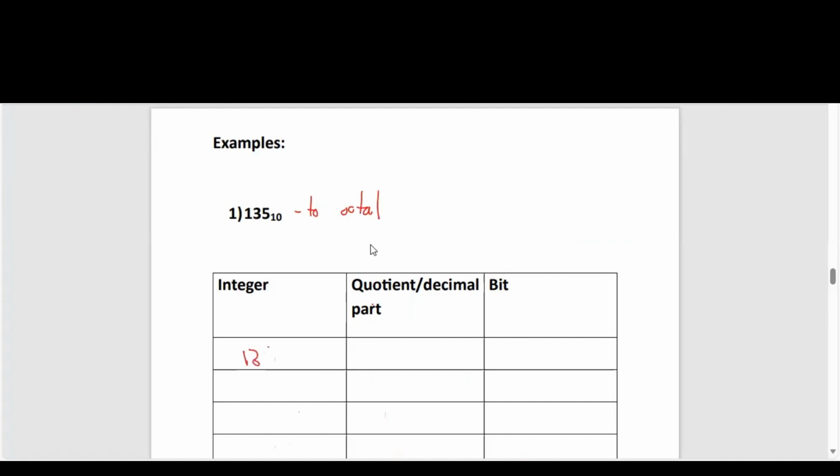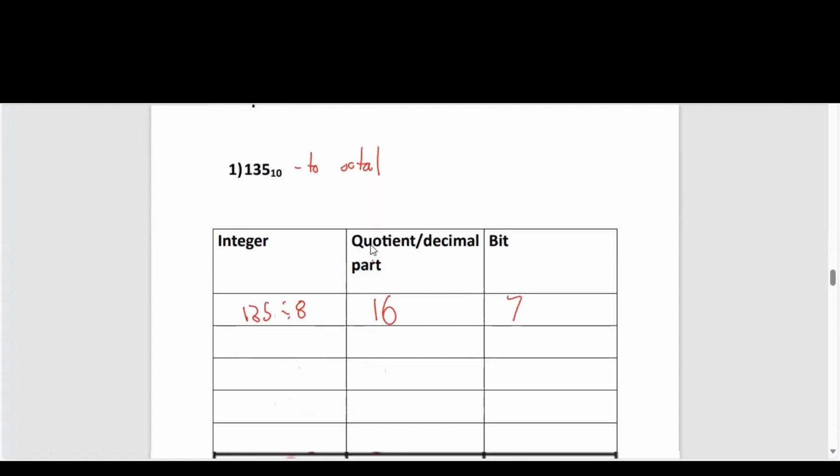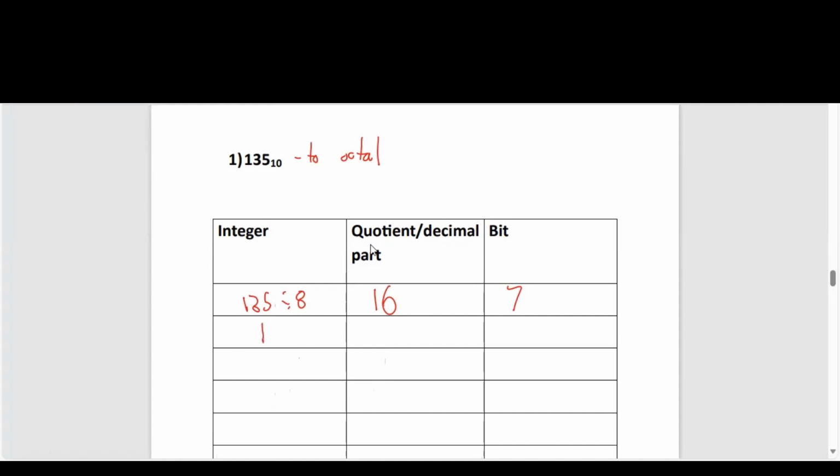So write 135 here and divide by 8. 135 divided by 8 is 16. Yeah, 16. The calculator just doesn't give you the remainder. So 16 divided by 8 is 2. 128, so the remainder is 7. All right, we go again. 16 divided by 8 is 2, and the remainder is 0.